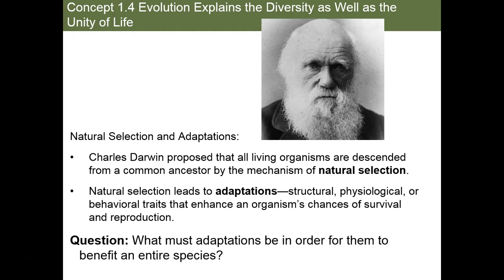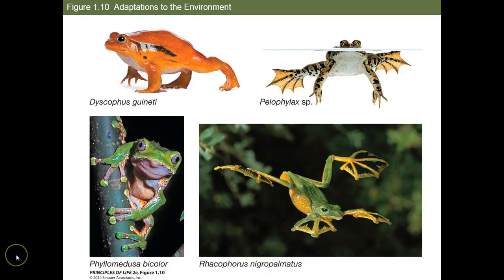I'd like to pose a question here. What must an adaptation be in order to benefit an entire species? Anybody? Adaptations must be inheritable, meaning that they must be able to be passed on to offspring in order for evolution to occur. This is one of the key traits of evolution.